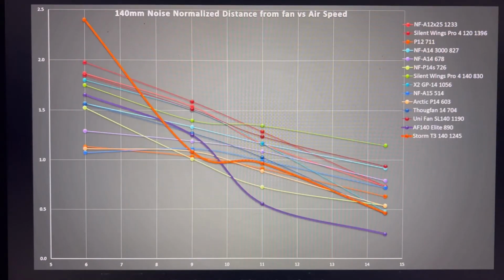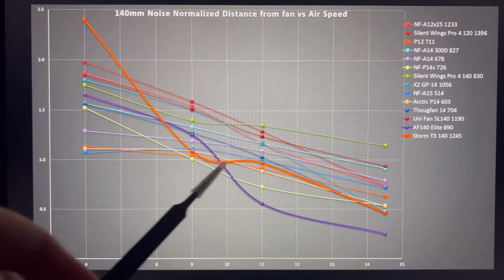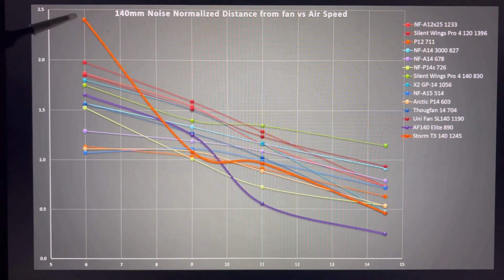Jumping back to my case simulation test. So this is noise normalized distance from the fan versus airspeed. The bottom is distance, the vertical is airspeed. The highlighted orange is the Antec Storm T3. We can see that at the 6-inch mark, it has really high performance, being actually the top fan.